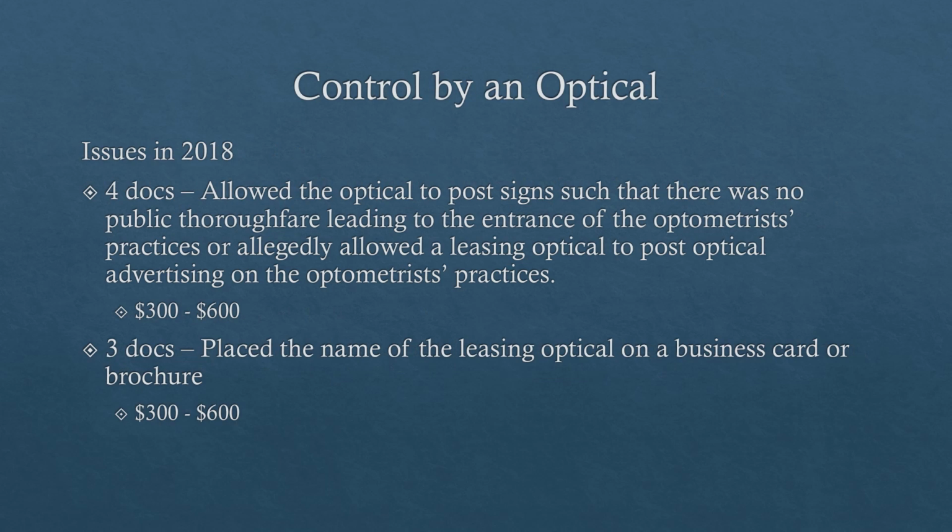In the control by an optical section, 4 doctors in 2018 allowed the optical to post signs such that there was no public thoroughfare leading to the entrance of the optometrist practice. So this is really looking at that 2-door rule where the patient would then have to walk through the optical in order to get to the optometrist's office. 3 doctors placed the name of the leasing optical on a business card or a brochure, so you really need to be careful with those things as well here in Texas.